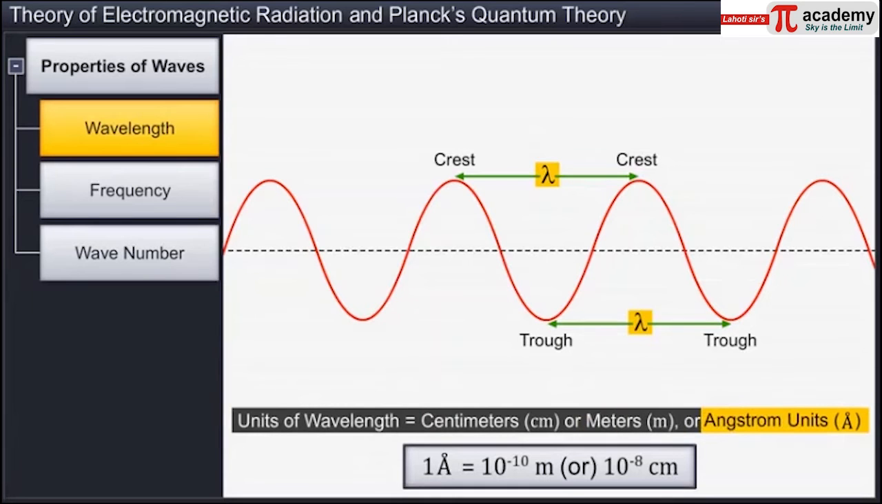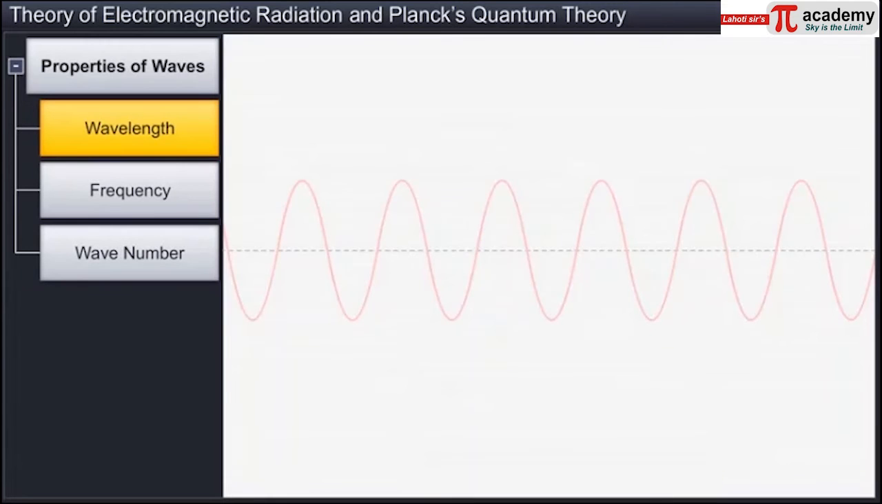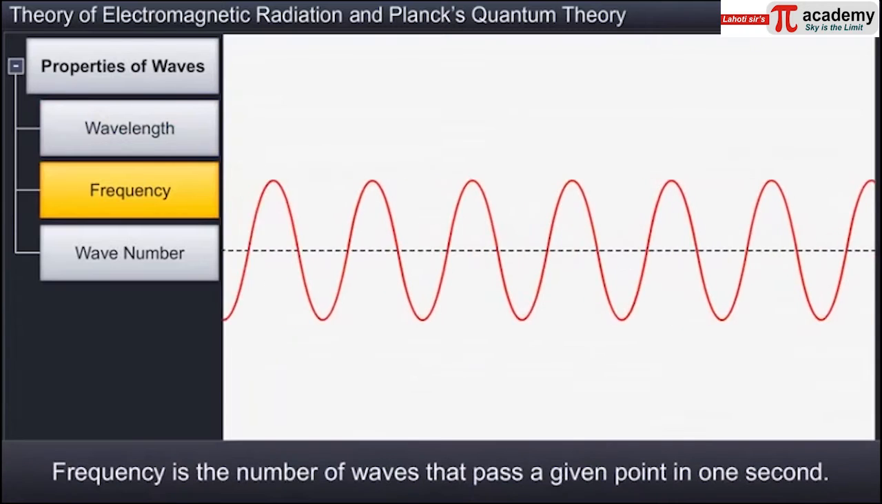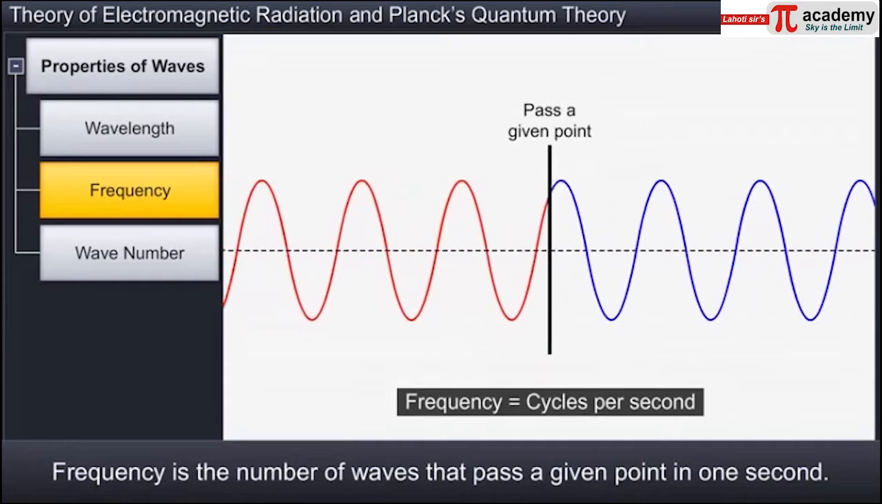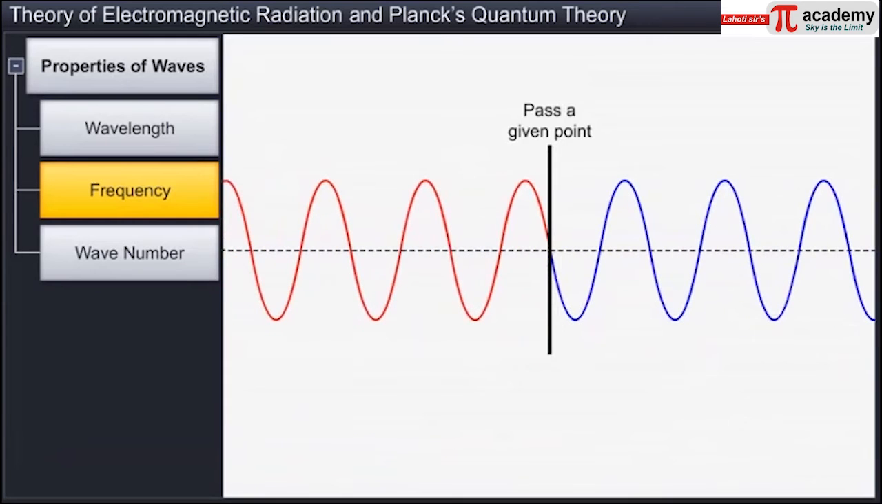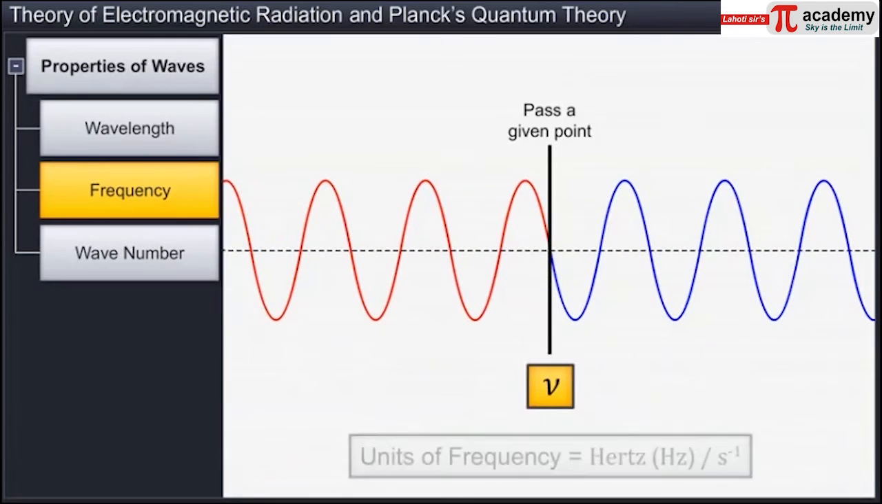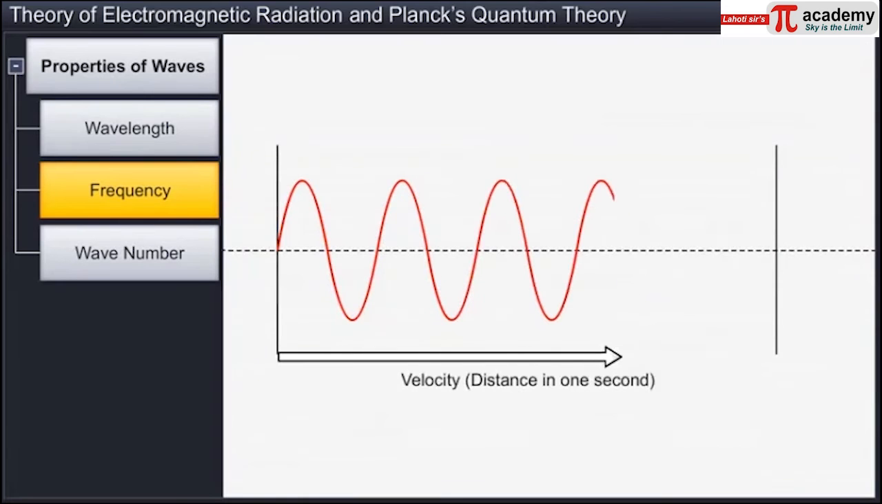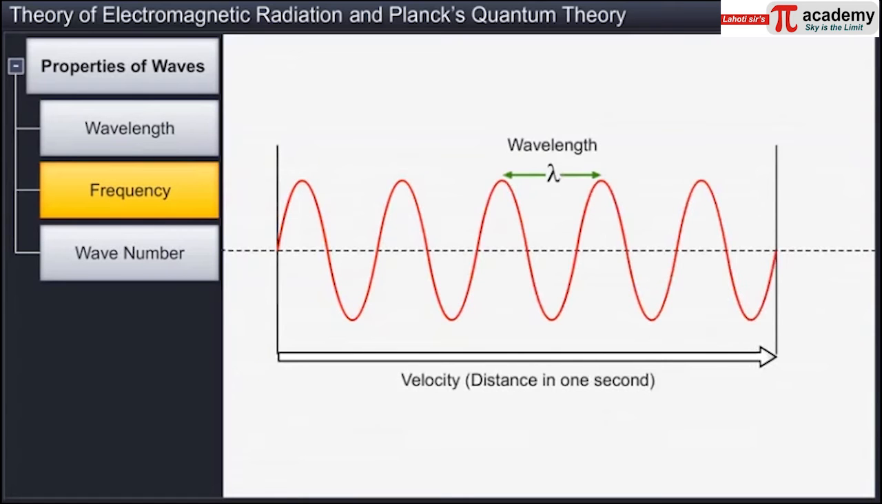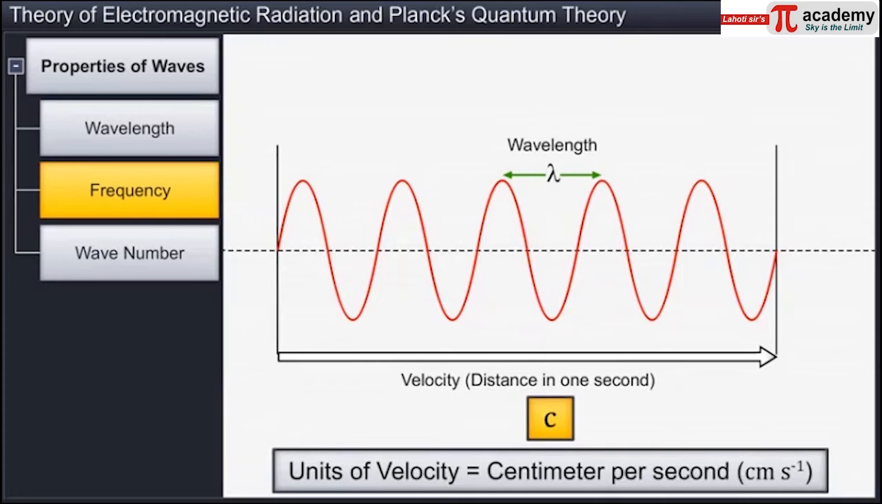The next characteristic of a wave is the frequency. Frequency is the number of waves that pass a given point in 1 second. It is denoted by the symbol nu and is expressed in hertz. Velocity of a wave is defined as the distance travelled by a wave in 1 second. Velocity is denoted by c and is expressed in centimeter per second.